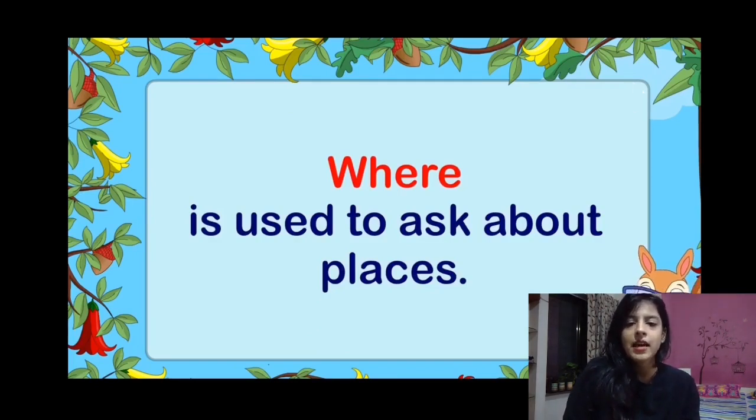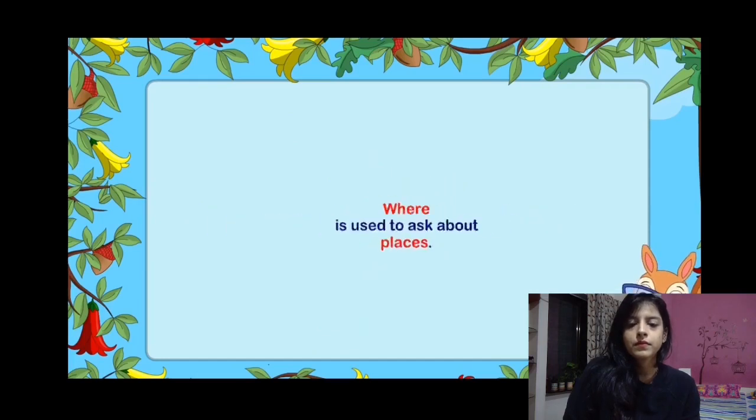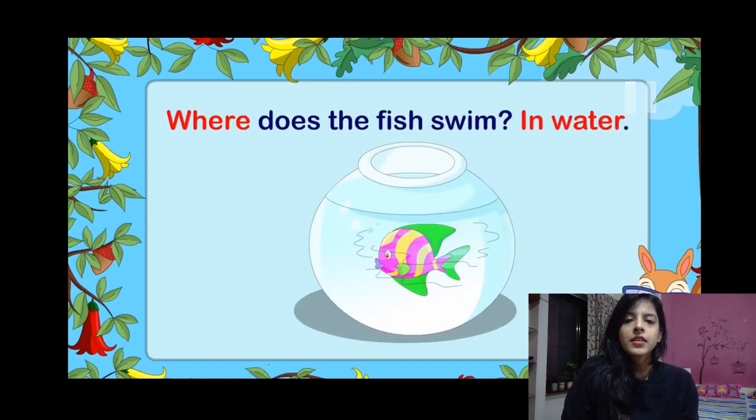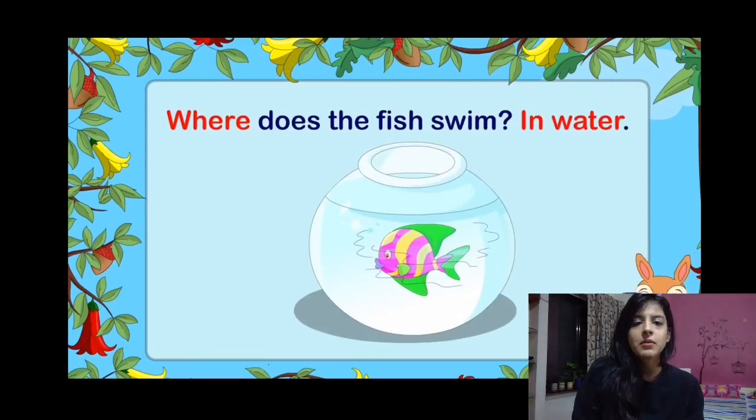Let's see another example of where. In this example, it says, where does a fish swim? The fish swims in water, right? Water is a place where the fish is swimming. That is why we use where as the question word at the beginning of the sentence.